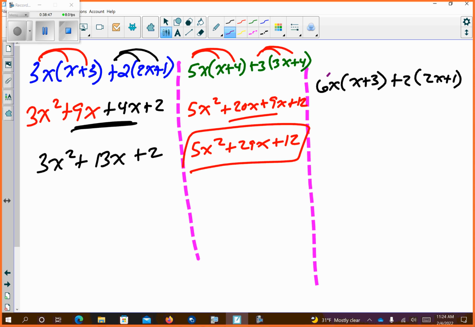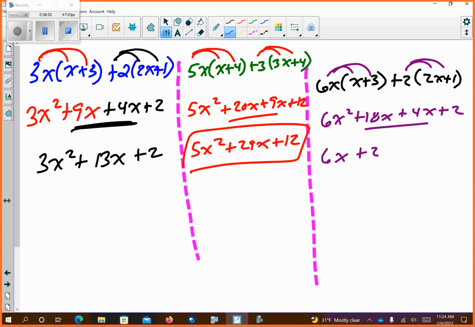And then on this one, distribute over. So I'm going to get 6x squared plus 18x. Distribute over the positive 2, so I get plus 4x plus 2. Those are like terms. Make sure they're like terms before you add them. They should be. If they're not, don't add them together. Just keep them out there. There's your answer. And that's it.